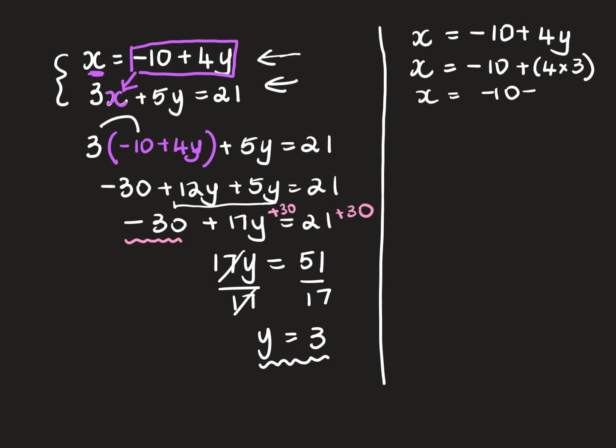Negative 10 plus 12, that gives me x equals 2. So our solution here to this pair of simultaneous equations is x equals 2, y equals 3.